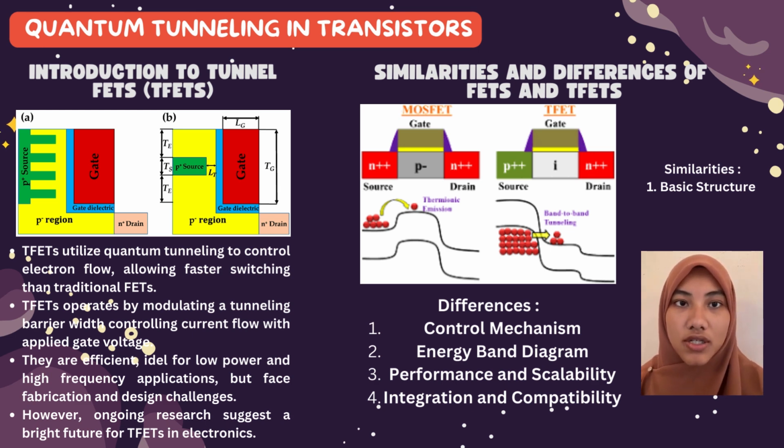TFETs can switch states with a smaller voltage change, reducing power consumption. They also have the potential for better scalability and lower leakage currents. The materials used in MOSFETs, like silicon and germanium, are not ideal for TFETs because they don't support efficient tunneling. However, materials with direct band gaps show better performance in TFETs.